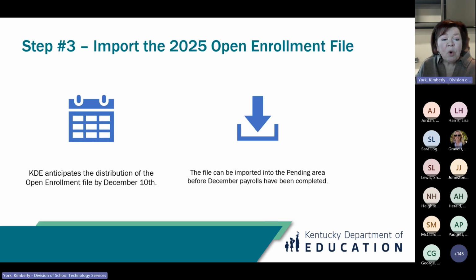So step 3, you're ready to import the 2025 open enrollment file. And KDE anticipates the distribution of the open enrollment file around December 10th. This file can be imported into the pending area before your December payrolls have been completed. So you can pull those into the pending area, but you don't want to go any further until your payrolls are processed.